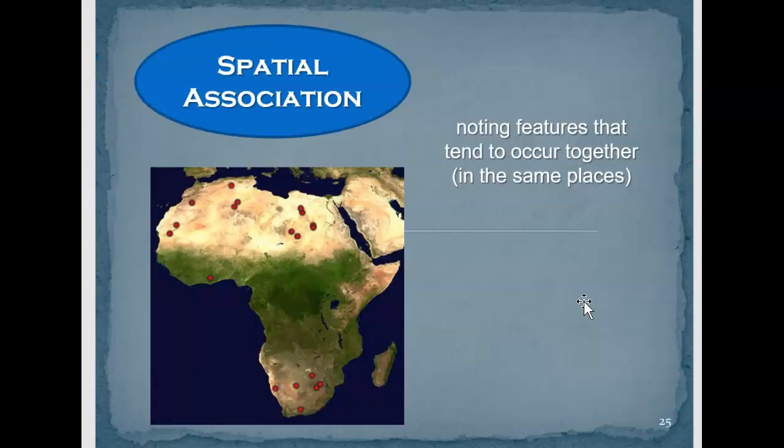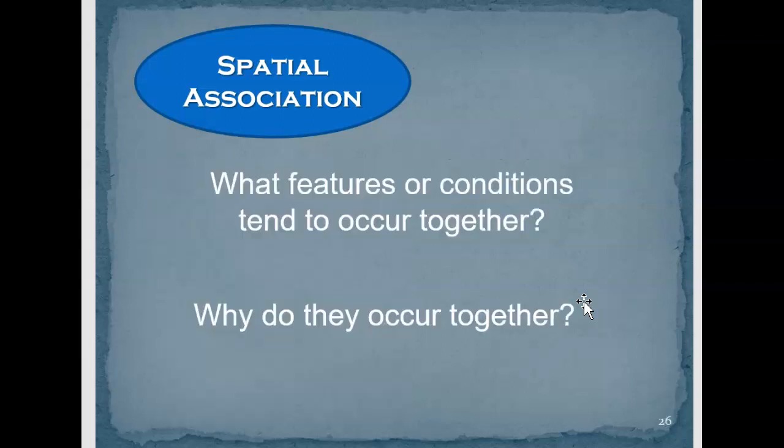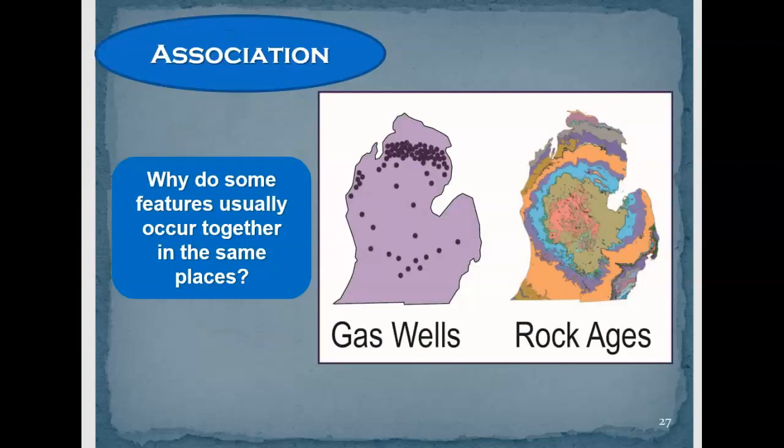Spatial association. This is when we note features that tend to occur together in the same place. What features or conditions tend to occur together? Why do they occur together? These are questions you would ask when you're considering spatial association. Why do some features usually occur together in the same places?